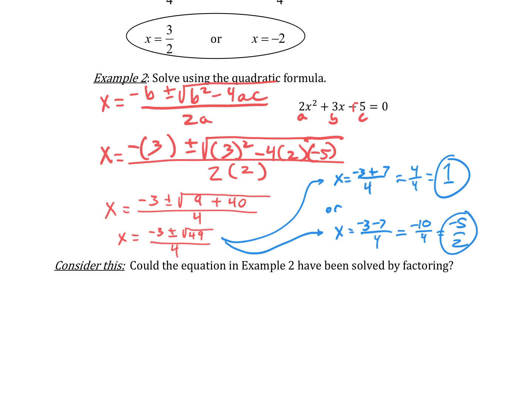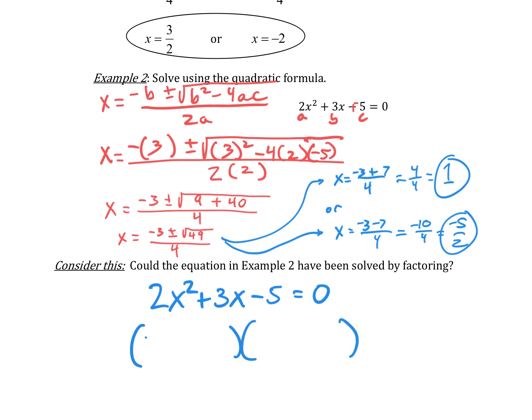Now here's an interesting thought. Could we have got this answer by factoring? Well, the answer is yes, we could have. And we know we could have because these came out to be rational numbers. So anytime we end up with rational numbers, that means we could have factored it. So rational here meaning fractions, all right, or repeating decimals, but we're not going to mess with decimals.